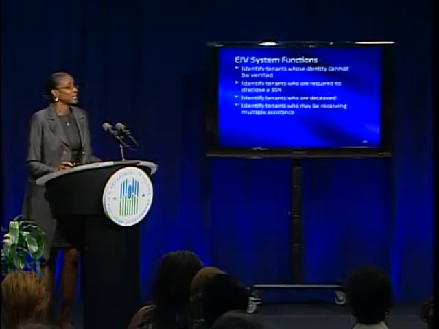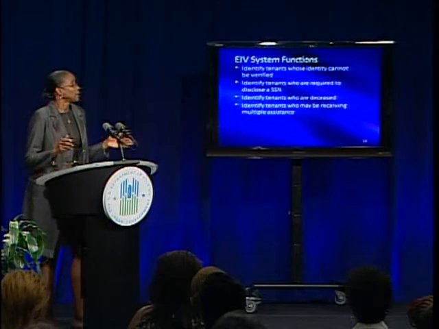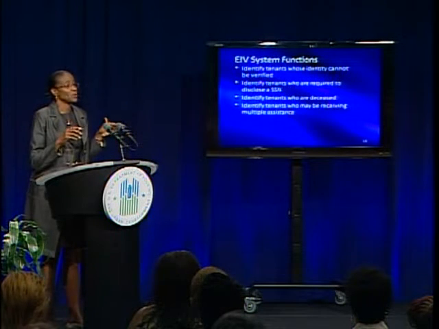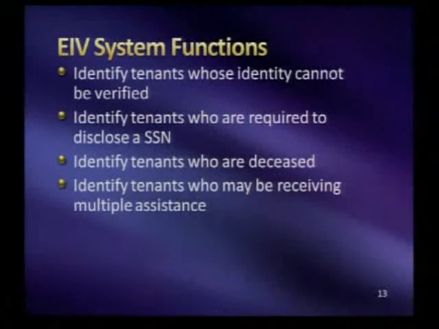Okay, now let's look at the EIV system functions. Basically, the intent of the EIV system is to identify tenants whose identity cannot be verified. That's the first thing that we do when we do computer matching. We want to make sure that everybody who you've submitted onto the 50058, we can validate their identity. And we'll talk about that in just a minute. So we're validating the identities of individuals. We're identifying tenants who are required to disclose a social security number. The EIV system is also identifying tenants who are deceased and no longer with us.